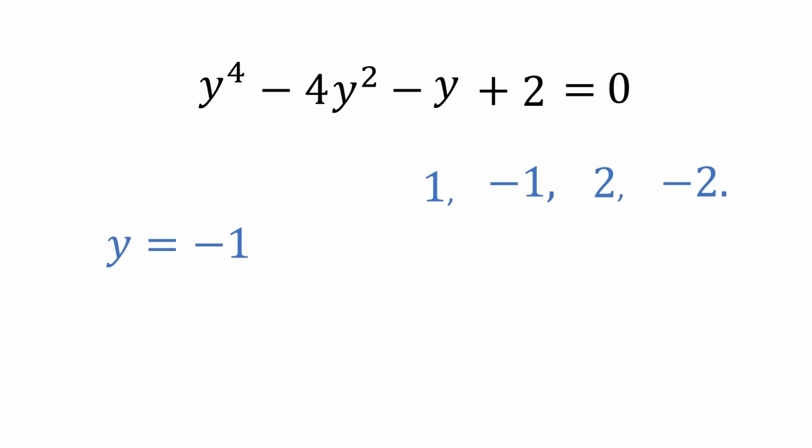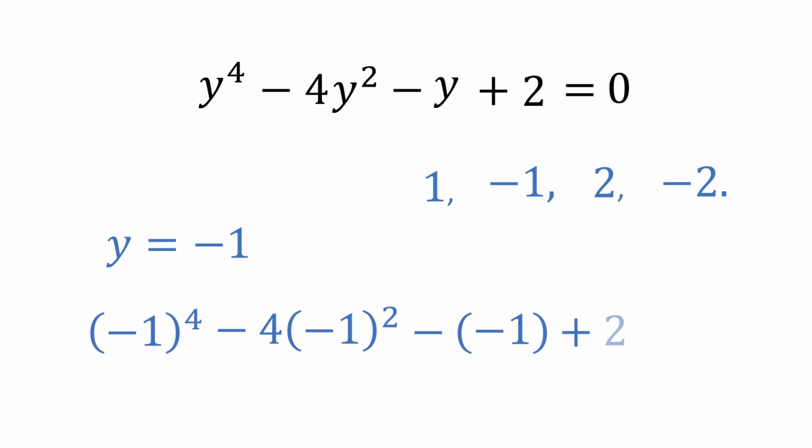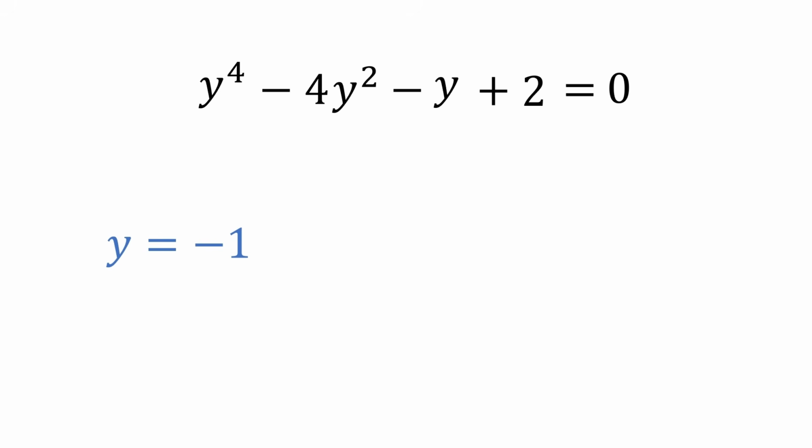Substituting gives negative 1 to the fourth minus 4 times negative 1 squared minus negative 1 plus 2. Simplifying, we obtain 1 minus 4 plus 1 plus 2 equals 0. That's our first breakthrough. Since negative 1 is a root, the factor theorem tells us that y plus 1 must be a factor of the polynomial.